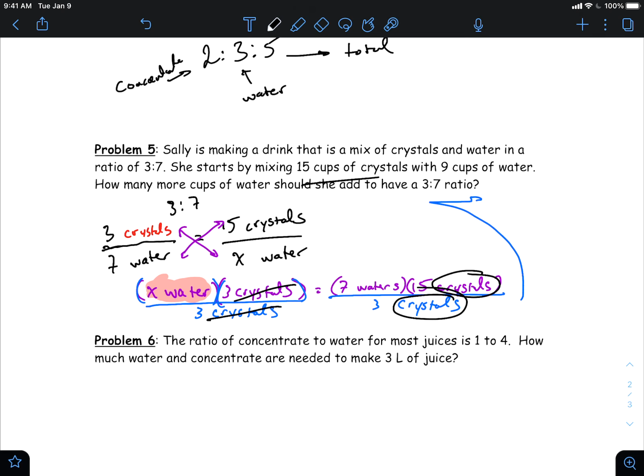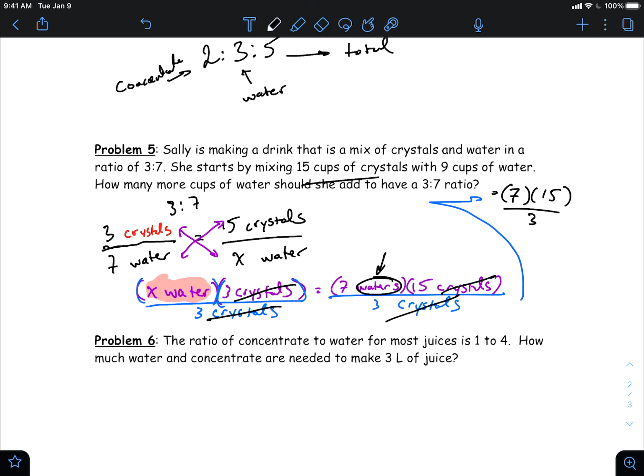Do we need to revisit what 4 divided by 4 is? It's just 1. Crystals cancel with crystals. What's the unit left there? Now you're not canceling the numbers, just the words, right? Okay, you're still going to run through the rest of the math. But all that's left, in terms of units, is waters. Well, that's what you're after. So now you can go, okay, well, 7 times 15 divided by 3.